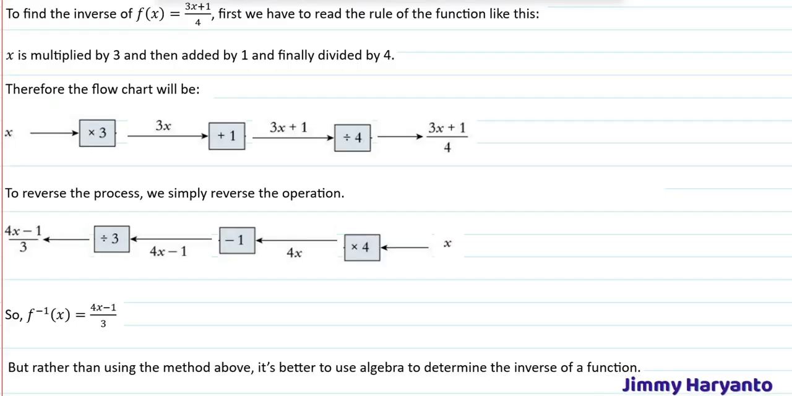So altogether you can write down the inverse function like this: f to the power of negative 1 of x equals (4x - 1) over 3. This is how you find the inverse function using a flowchart. But not all of the questions can be solved by using this method, so let's use algebra, so that all of the questions can be solved later.